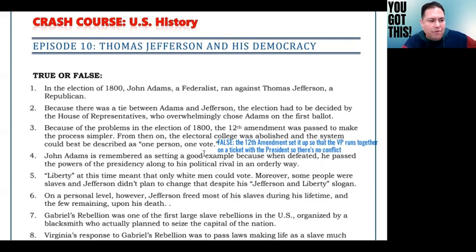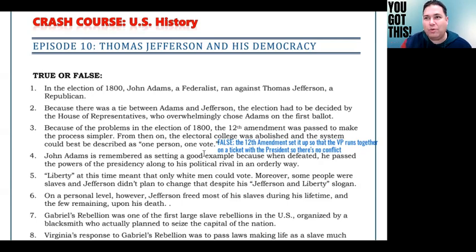Okay. Number three, because of problems in the election of 1800, the 12th Amendment was passed to make the process simpler. That part is true. But then from then on, the Electoral College was abolished and the system, no. False. After the 12th Amendment, it created a system where we have tickets like we have today, right? Because the old system was, under the Constitution, the winner of the presidential election becomes president, just like today. But then the runner-up, the second place person, would become vice president.